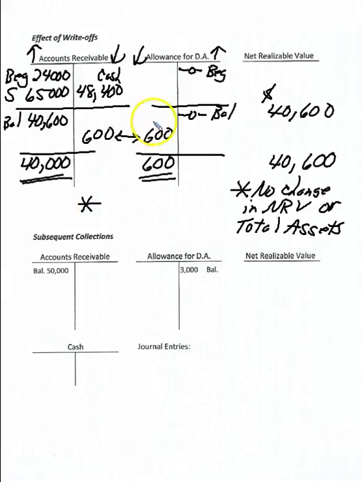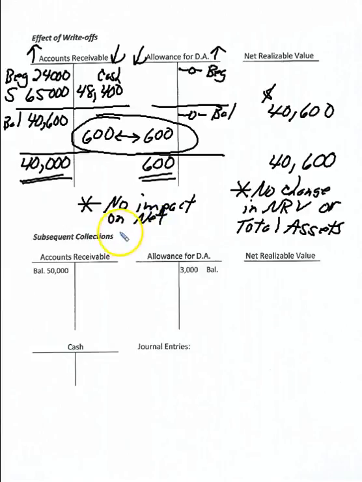The other thing is, notice the write-off only impacts these two accounts. So there is no impact on net income. It had nothing to do with net income. Yep, I left out my N. So there's no impact on net income, right? We didn't have an entry for bad debt expense. So the write-off really doesn't do a whole lot other than affirming that we are giving up our efforts to collect that $600.